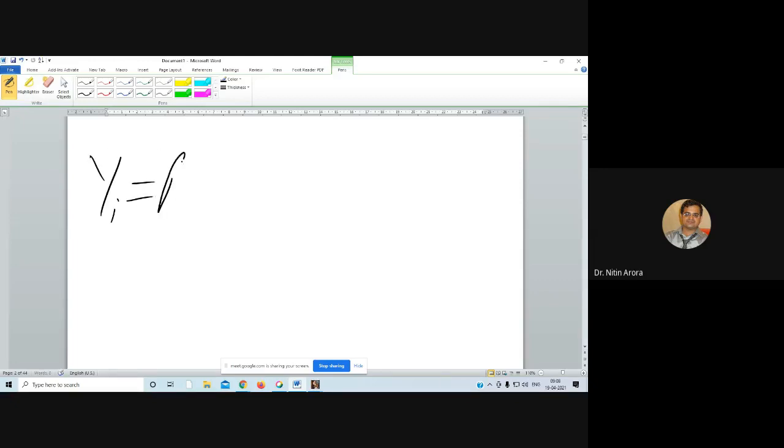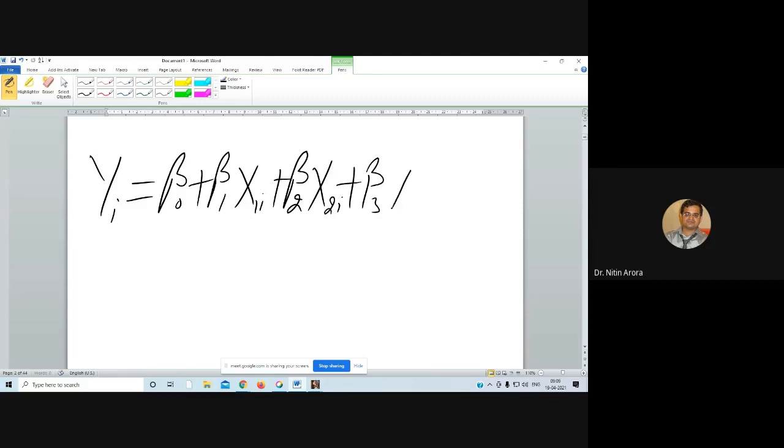Yi is equal to beta naught plus beta 1 x1i plus beta 2 x2i plus beta 3 x3i. The three independent variables are there. Let me tell you that none of the pair of three independent variables should be significantly correlated. We generally say that expected value of x1 and x2 must be 0, x2 and x3 must be 0, and x1 and x3 must be 0. So there must be no correlation among any two independent variables. That will be called absence of multicollinearity.